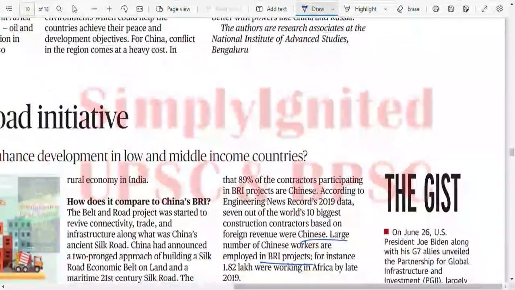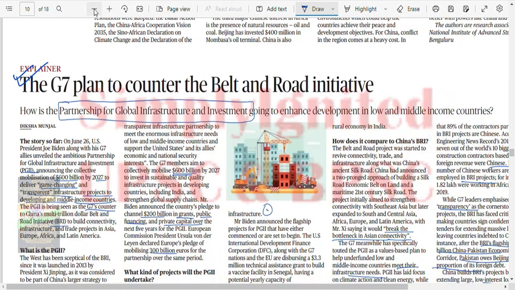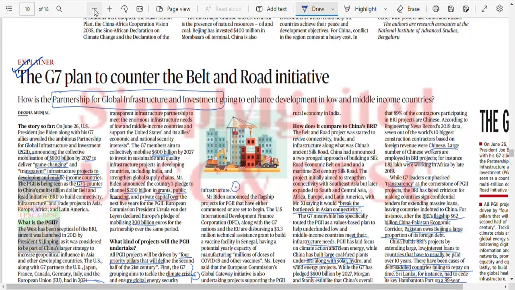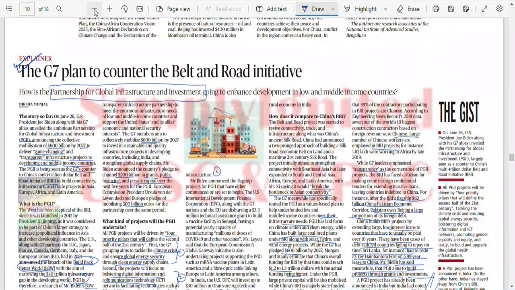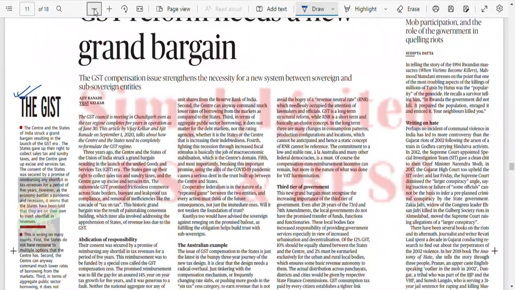Okay, so these are the things. Easy thing, but know this, that PGII is actually an enhanced version or a new version of Build Back Better, the B3W, fine. Let's see, GST reform needs a new grand bargain.